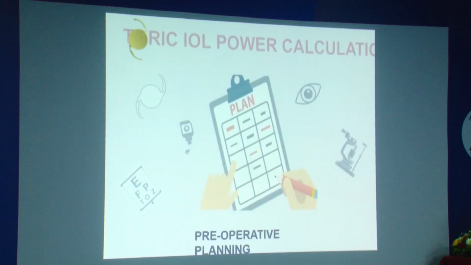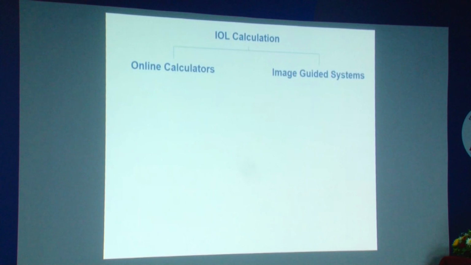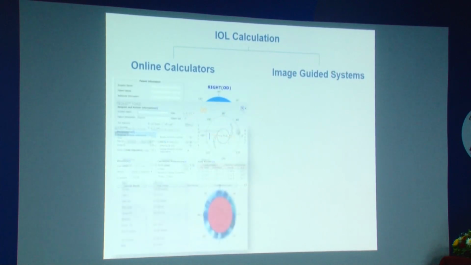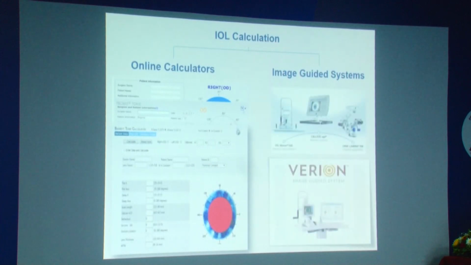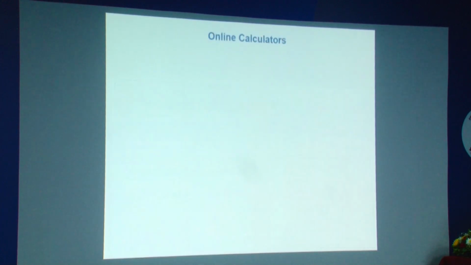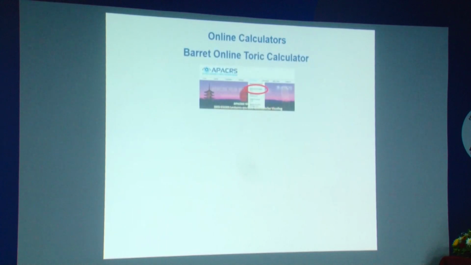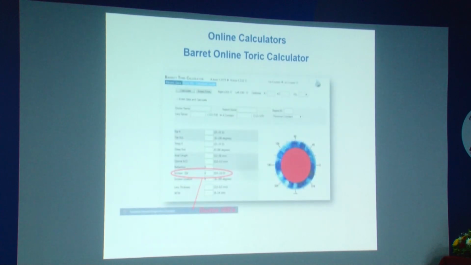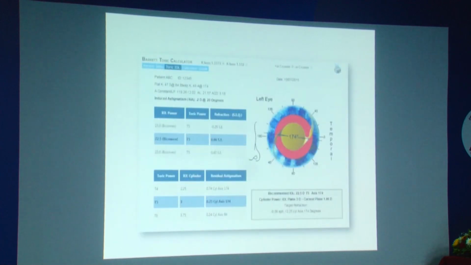Coming to the toric IOL power calculation in the preoperative planning, we can either use the online calculators or an image guided system depending on what is available. It's not necessary that everyone should use an image guided system. The most commonly and widely used toric calculator is the Barrett online calculator. It takes into consideration the posterior corneal curvature, and the ELP, and finally gives you the toric model of the lens as well as the power of the lens.